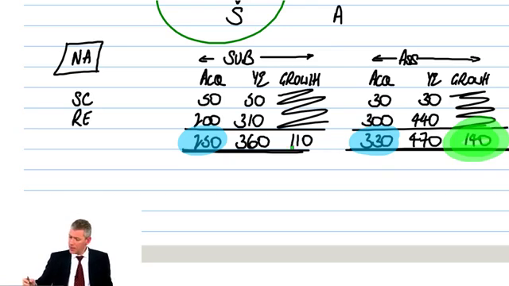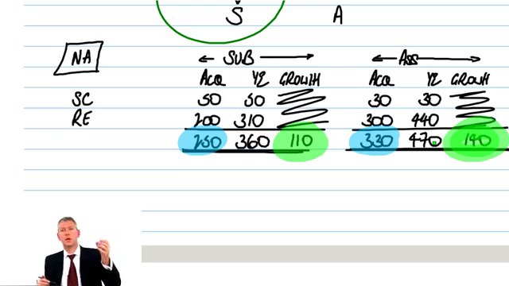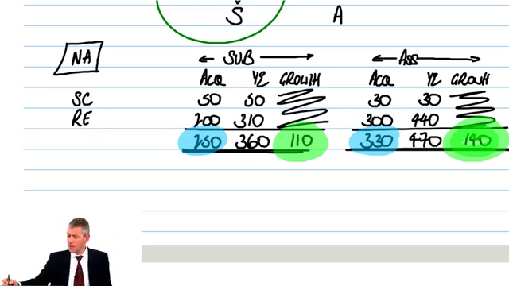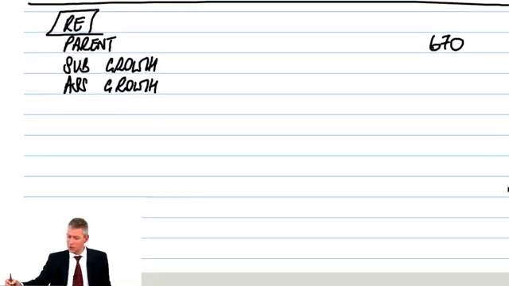There we go, in green. And just next door, 110. These two guys here are the growths in the entities. But how does an entity make growths? By making profits. So these are also the profits in the entities that have been made since acquisition. The figures are 110 and 140.